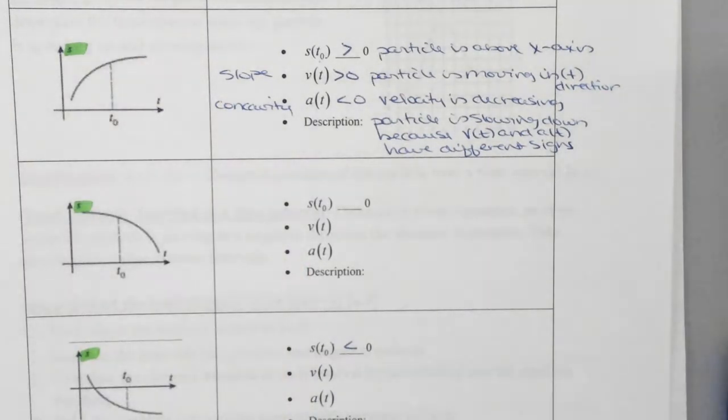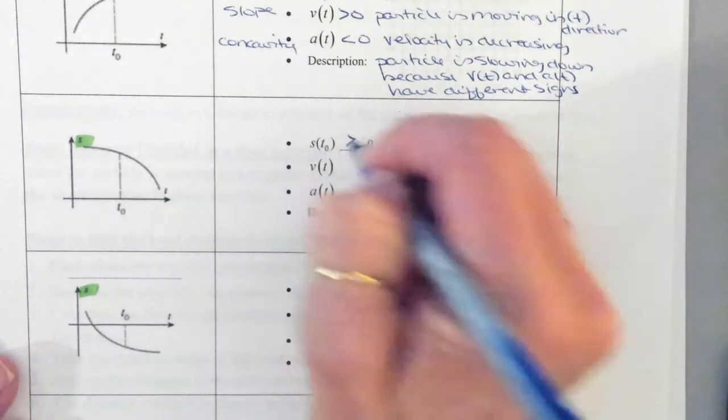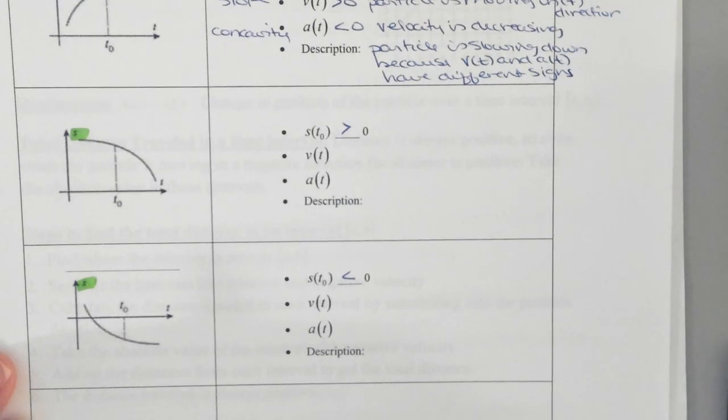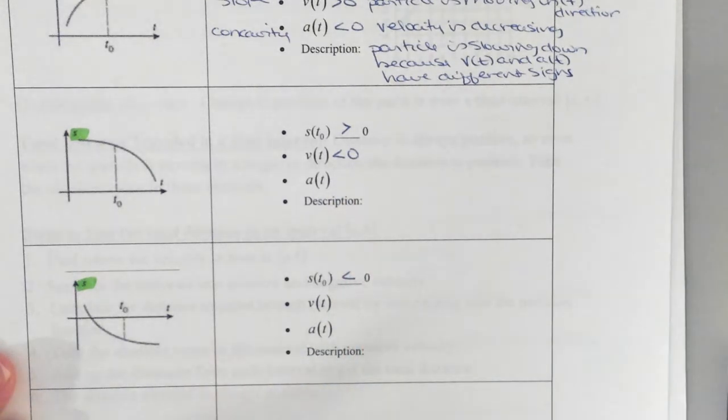So now this should move a lot quicker, now that we know what we're looking for. Here we are, position, greater than or less than? Greater than, why? Above the x-axis. Yes, above the x-axis. All right, so V of t, what are we looking at? Slope. So greater than or less than? Less than 0. So what would you say? The particle is moving in the negative direction.